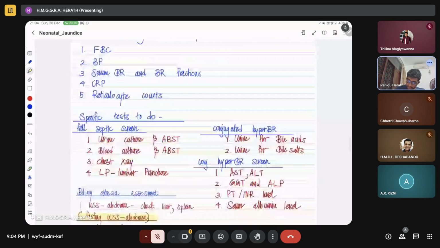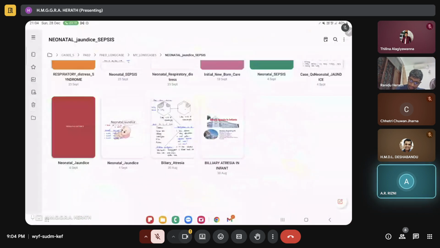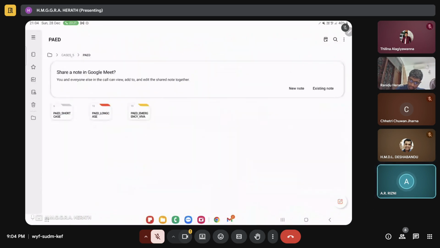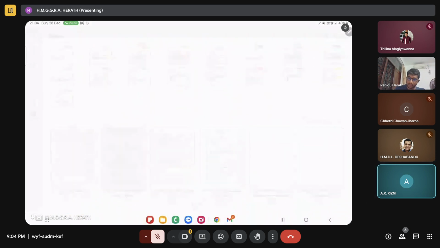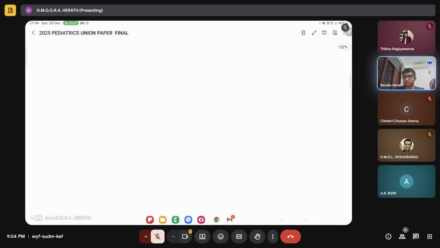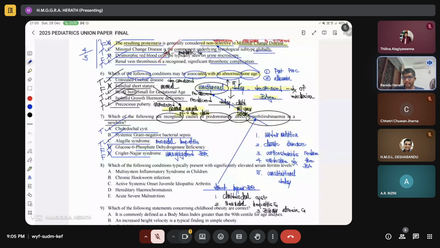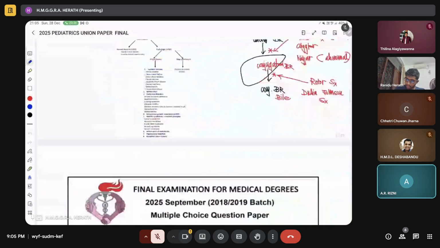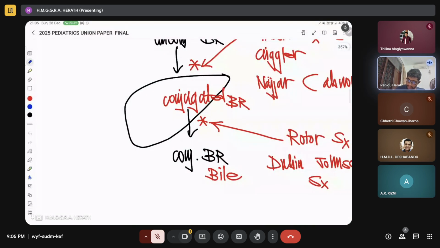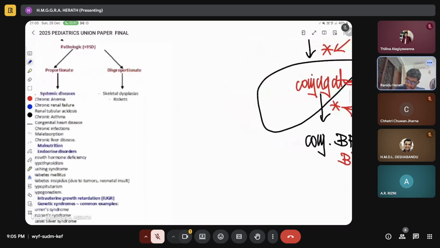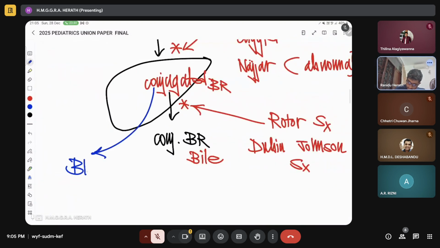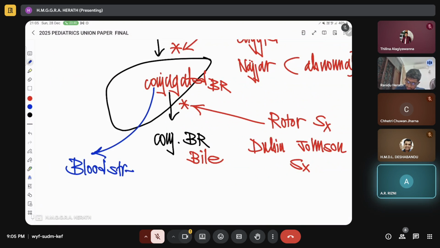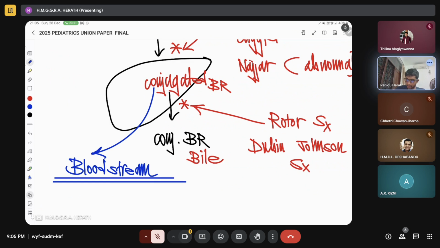By the way, Dubin-Johnson and Rotor syndrome affect the secretion of conjugated bilirubin into the bile. So how is that going to cause an increase in conjugated bilirubin levels? Because when you can't secrete the conjugated bilirubin into the bile, it gets secreted into the bloodstream. Because it has to go somewhere, it doesn't just disappear, right? Understood? Yes.